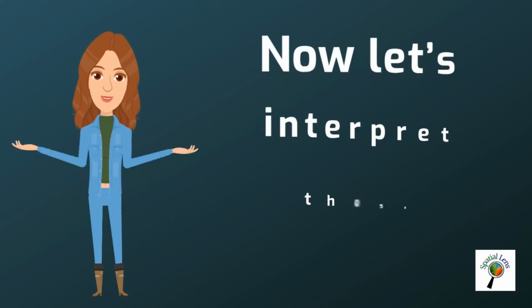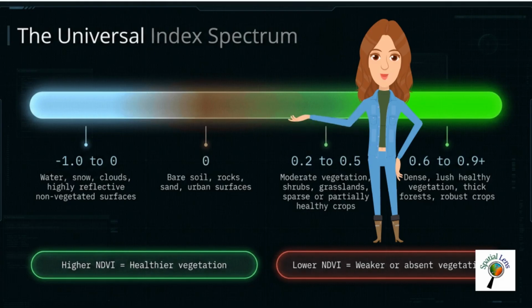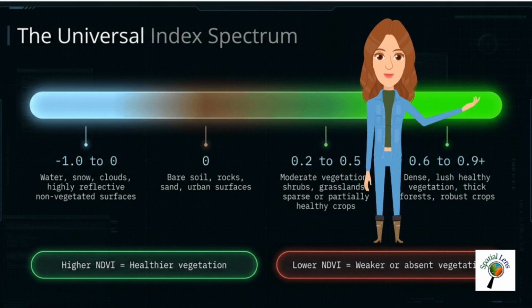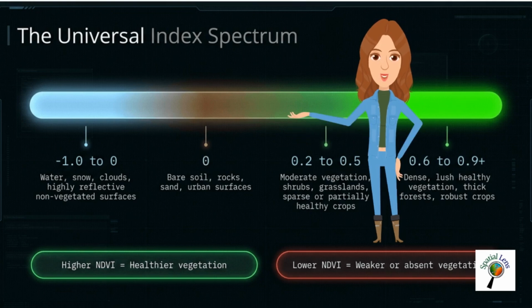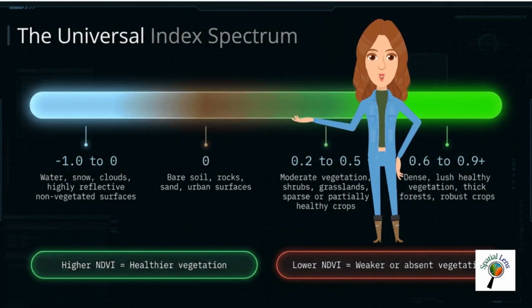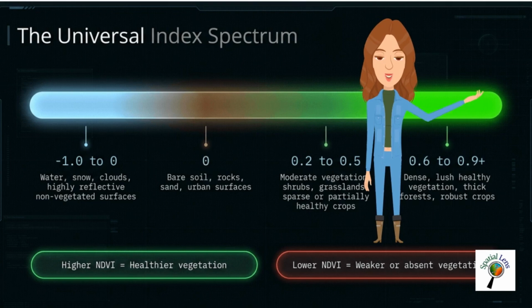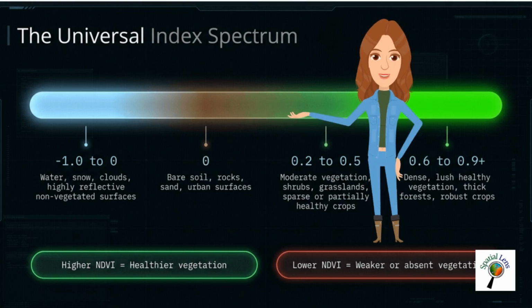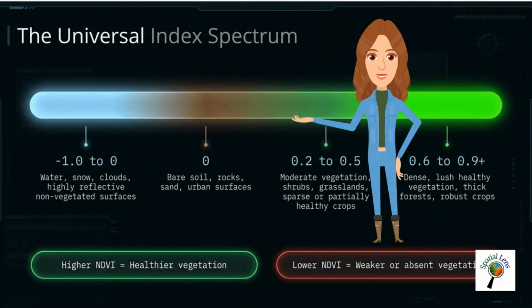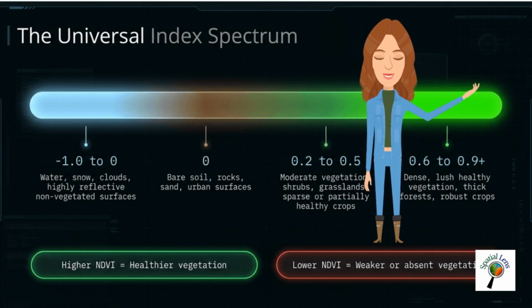Now let's interpret these values. NDVI close to +1 usually indicates dense, healthy vegetation. Typical values between 0.6 and 0.9 often represent thick forests, healthy crops, or lush vegetation. NDVI between 0.2 and 0.5 usually indicates moderate vegetation, shrubs, grasslands, or partially healthy crops.